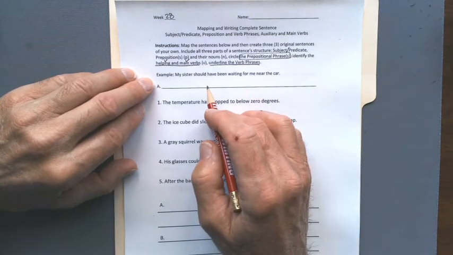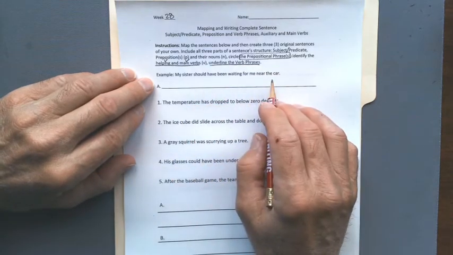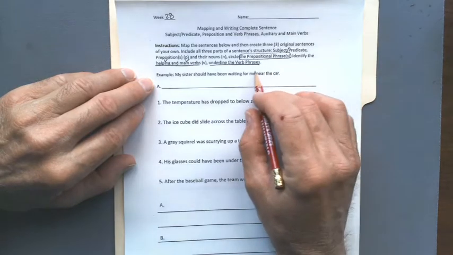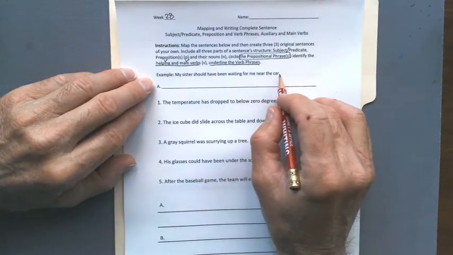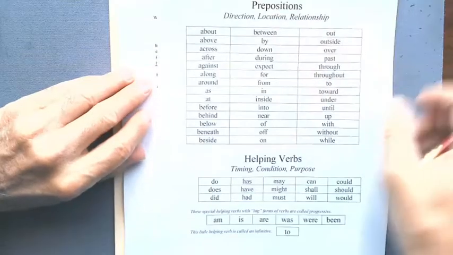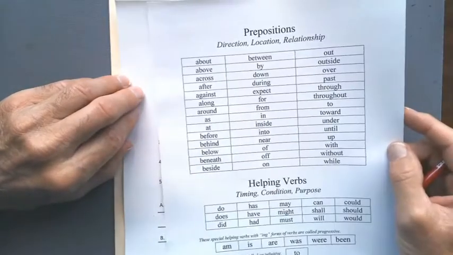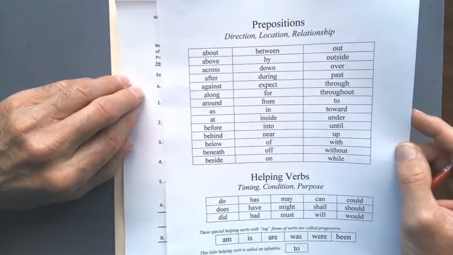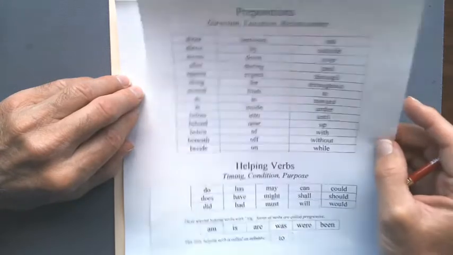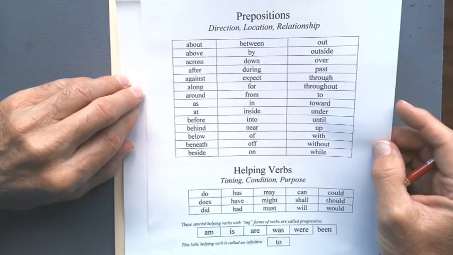So I like to start out with the subject predicate part, but you can start identifying any part of these sentences that you like. So maybe you see right over here a prepositional phrase, near the car, and it'll be great for you to have your prepositions and your helping or auxiliary verbs with you, this sheet. I put a copy in this with your packet. Keep this in your tub, okay, near the computer, so you always have it ready.